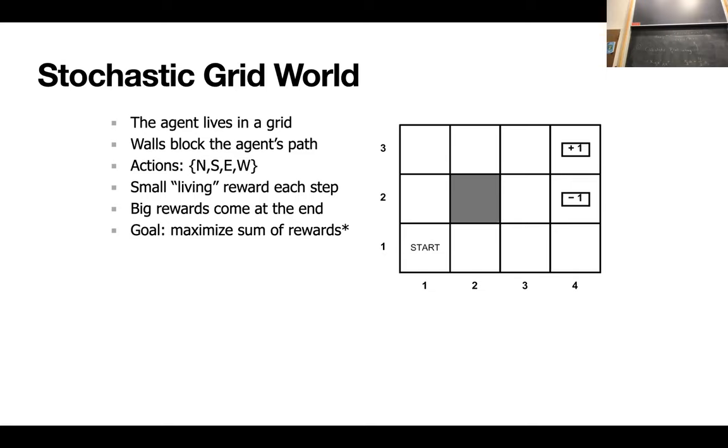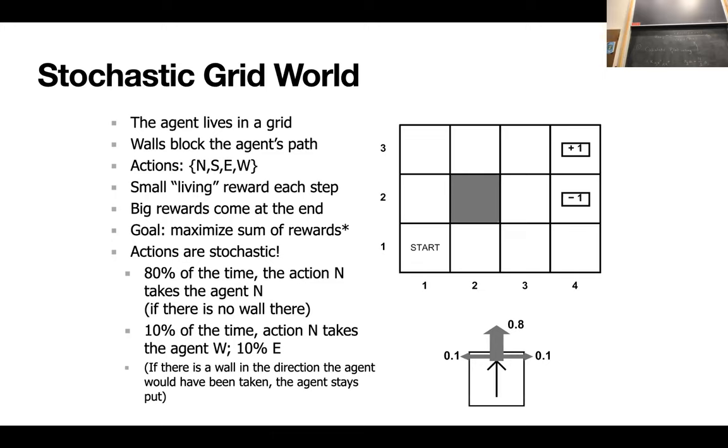This will be a basic environment we're going to use throughout the reinforcement learning lectures. So we have an agent, a simple robot that lives in this grid world, which is a 3x4. It starts here at 1-1. It needs to reach the goal state. There's another negative goal state, which it's really trying to avoid. So it's trying to avoid this -1 state and get to the +1 state. It can take 4 actions: north, south, east, west. There are small living rewards for each step, which can be negative also. So it can lose points if it takes a path that is too long to reach the goal state, if it keeps going in loops without finally reaching it. And the goal is to maximize the sum of rewards.